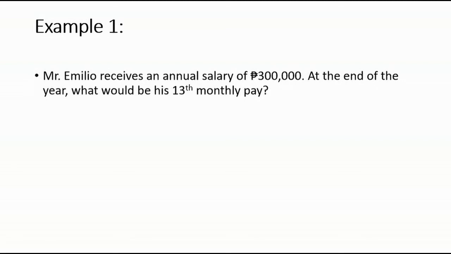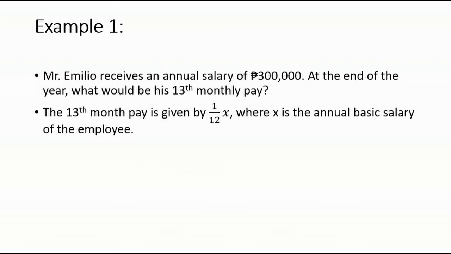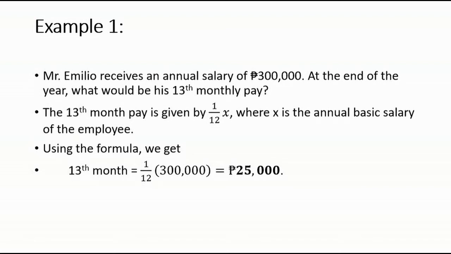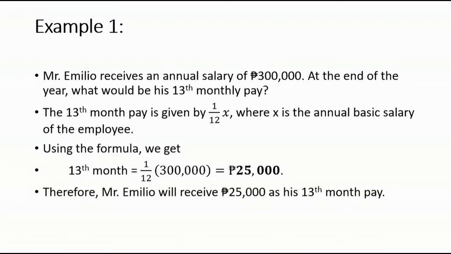Let's now have an example. Example number 1. Mr. Emilio receives an annual salary of 300,000 pesos. At the end of the year, what would be his 13th month pay? The 13th month pay is given by 1/12 x, where x is the annual basic salary of the employee. Using the formula, we get 13th month pay is equal to 1/12 of 300,000 pesos, which is equal to 25,000 pesos. Therefore, Mr. Emilio will receive 25,000 pesos as his 13th month pay.